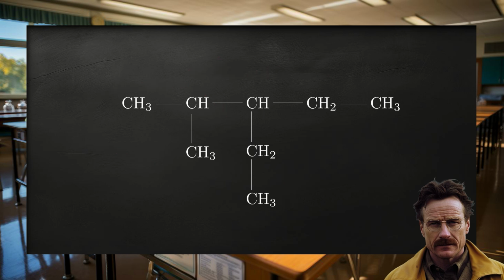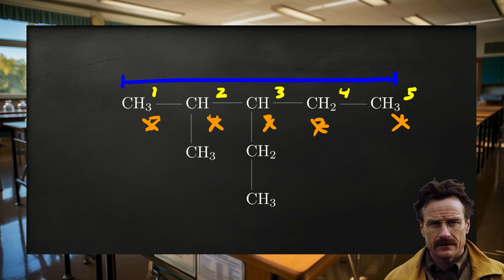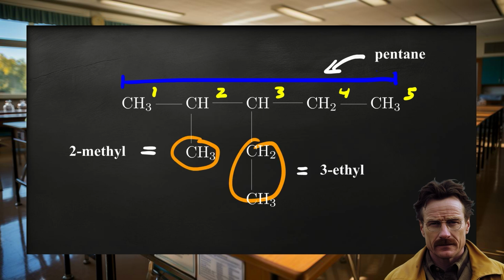Okay, now that we have the best path, we have to number the carbons on the parent chain. Remember, we always number so that the side chains have the lowest numbers possible. We have 2 path choices. If we start here on the left, the methyl group is on carbon 2, and the ethyl group is on carbon 3. If we start here on the right, the ethyl group would be on the 3, and methyl group on the 4. Clearly, the correct choice would be to start numbering on the left side. We now have 2 side chains, 2-methyl and 3-ethyl, plus our parent chain, pentane.